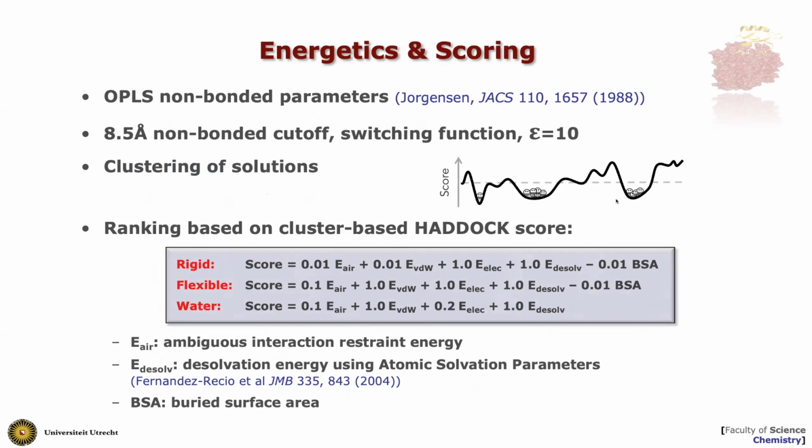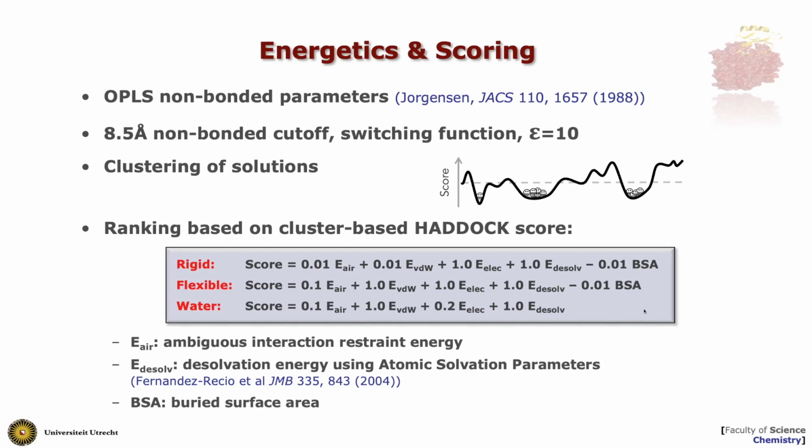And importantly, at the end we cluster the solutions that we are getting, so that you don't look at hundreds of models, but at a few, maybe less than 10 or a few tens of clusters. Now, how do we score the different models? We have different scoring functions at the different stages of the modeling process, because at the rigid stage we might sample 10 to 100,000, and at the later stages we sample a few hundred, typically.